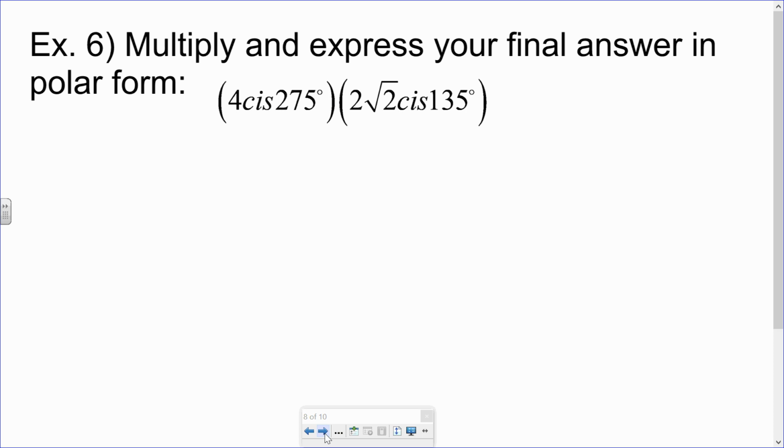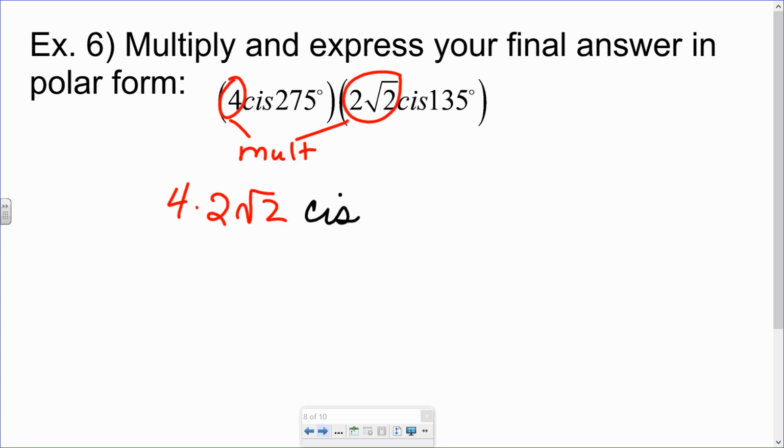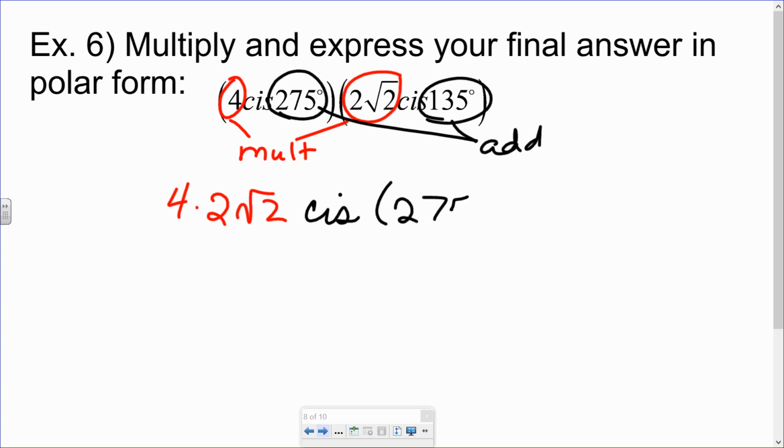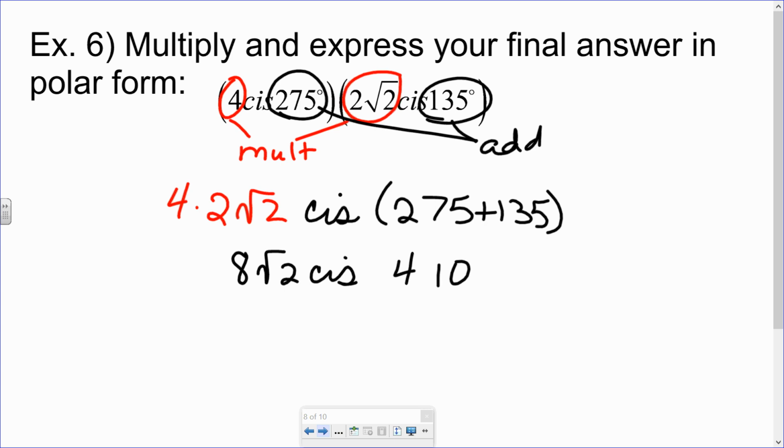So remind me, what do I need to do with the numbers out in front? Everybody, what do I do? Multiply those two. So I'm going to have 4 times 2 root 2. And then what do I do with my angles, everybody? So I need to add my angles. So I'm going to have 275 plus 135. And let's see, 8 root 2. And if we add 5 and 5 is 10, 10 and 1 is 11. 410 degrees? Is that okay for my final?